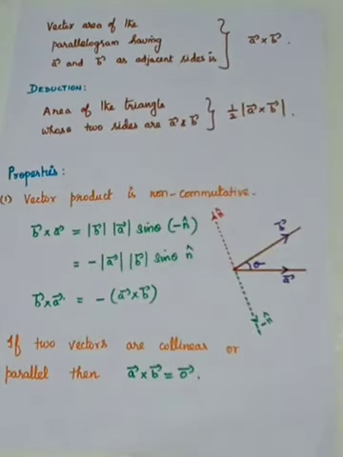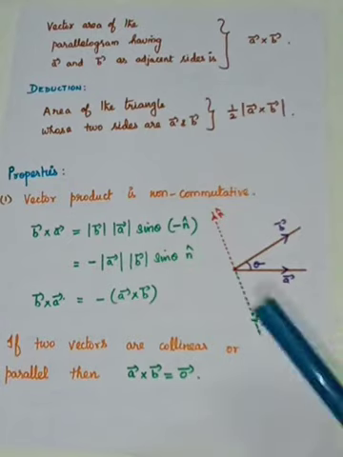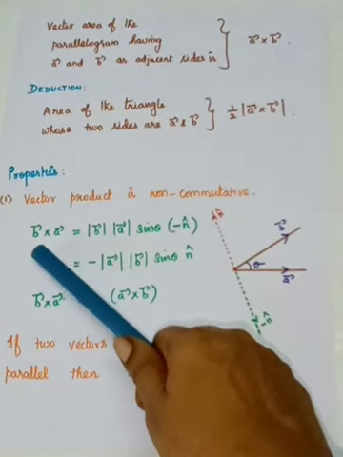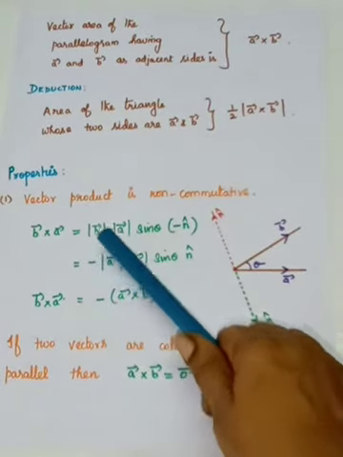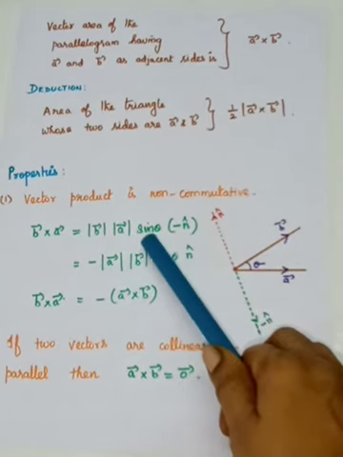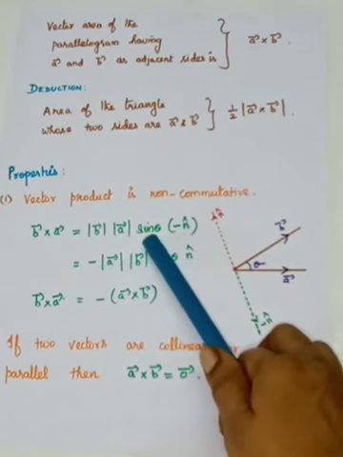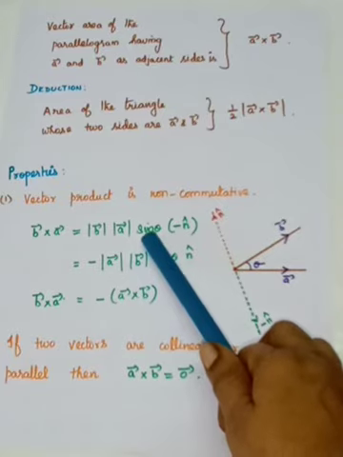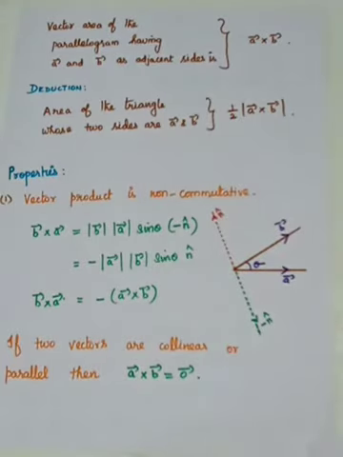Now we are moving to the properties of the vector product. First, the vector product is non-commutative. The scalar product is commutative, but the vector product is non-commutative. That means if you take B vector cross A vector, you can write modulus of B vector, modulus of A vector, sine theta, and you have to be very careful about the direction. I have already told you.